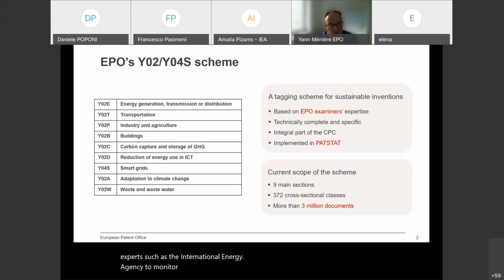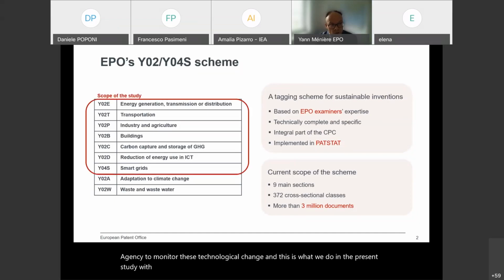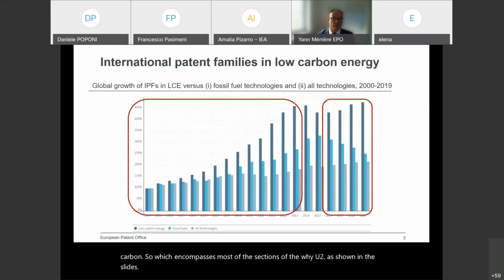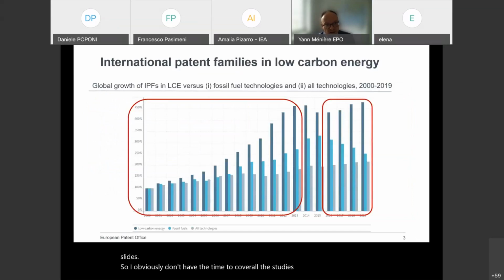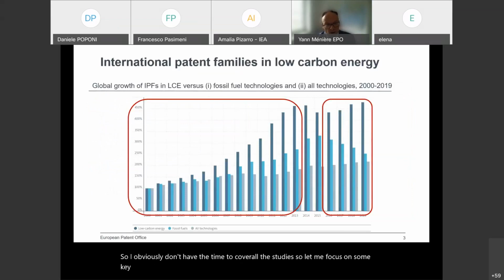And this is what we do in the present study, with a broad focus on energy technologies related to low carbon, which encompass most of the sections of the YO2 as shown in this slide. So I obviously don't have the time to cover all the studies, so let me focus on some key insights from it. And let me start with this chart.